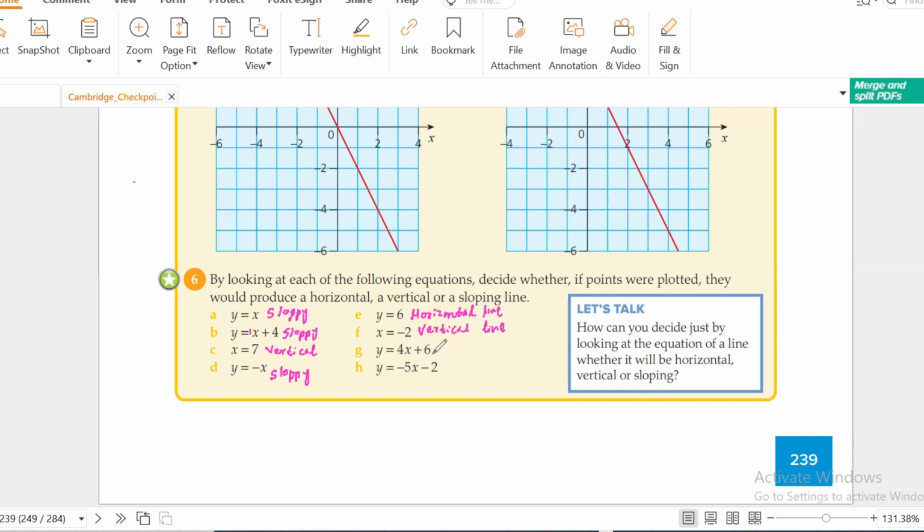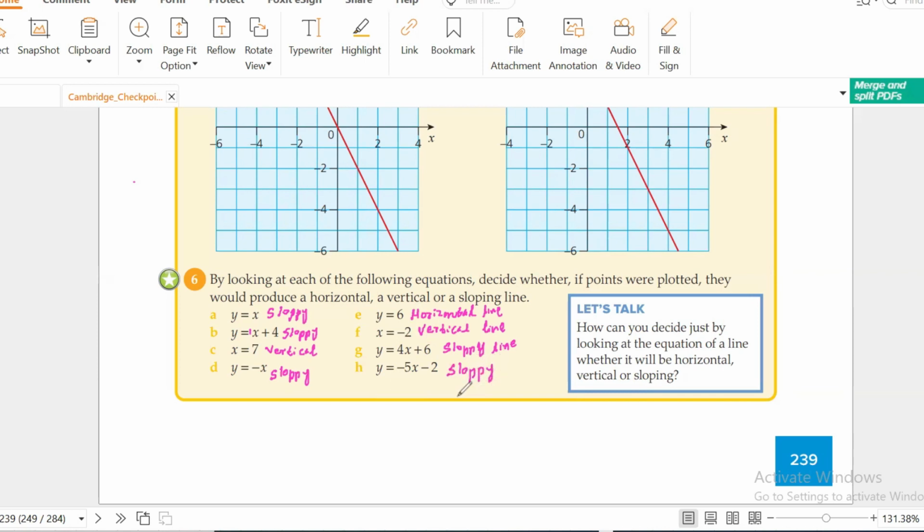And next, part G, as you can see the gradient is 4. So it means there is a gradient, so it must be a slopy line. And if we check the last one, as you can see there is a gradient and the gradient is negative, and the line will go from left to right down, but still it is a slopy line. Okay.